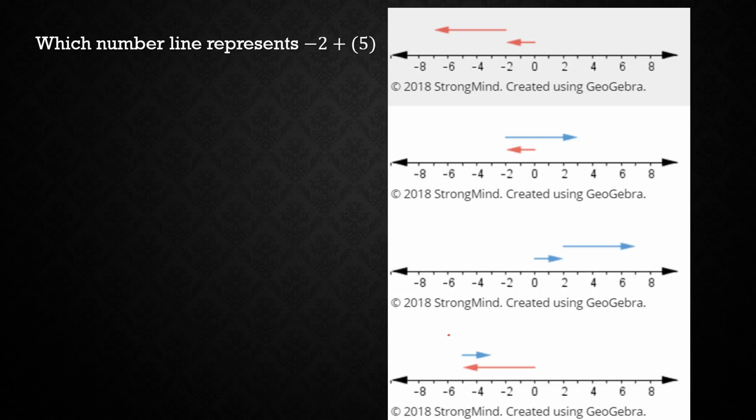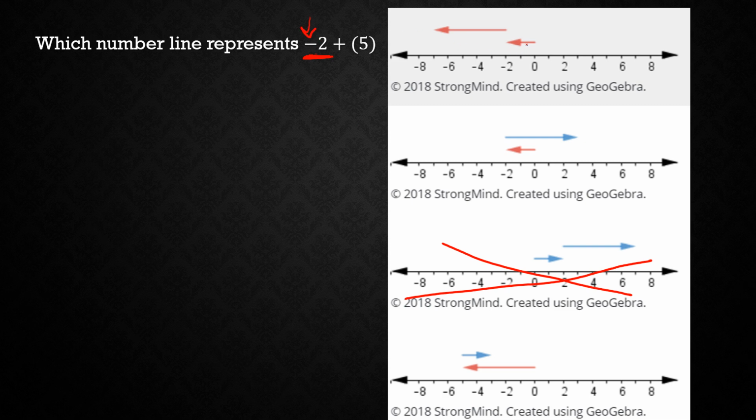We want to know which number line represents -2 plus 5. When you are looking at these type of problems, it is very important for you to do it one step at a time. Remember that your first number is always what's going to go first, and it'll always start at 0. So I have a -2, which means that my arrow should be going backwards. It should be pointing to the left because it is negative. So this one here I know is wrong because my first arrow is going in a positive direction, but my number needs to be negative.